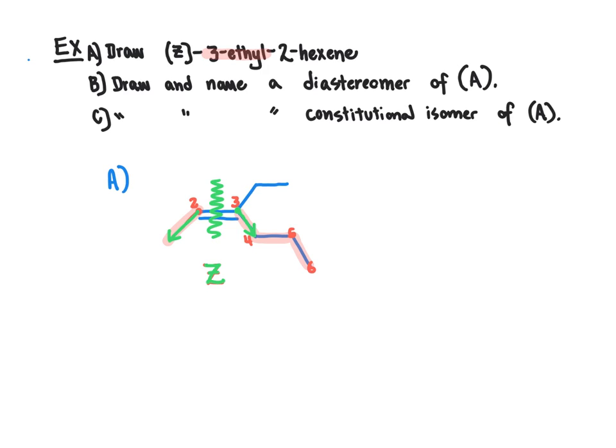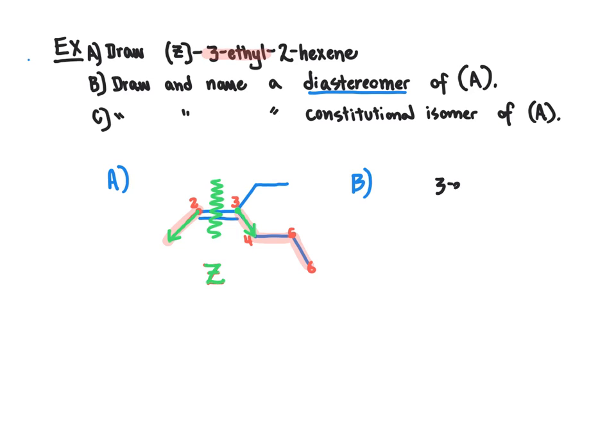So that structure that we've just drawn there is our Z-3-ethyl-2-hexene. Next up on our list, we are tasked with drawing and naming a diastereomer of A. So this is part B. I'm going to go ahead and first name that diastereomer, because when we're naming diastereomers, what has to change is only the stereochemistry designation. The parent name and the branch names are going to stay exactly as they were.